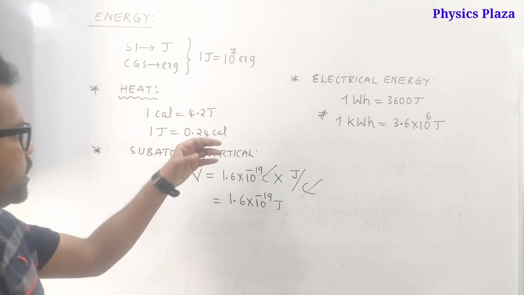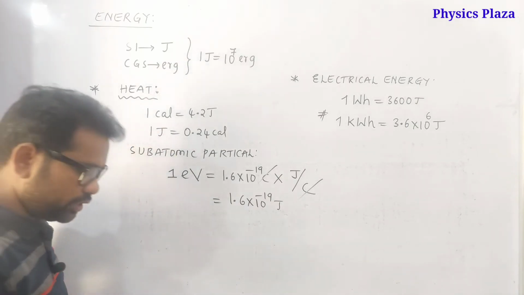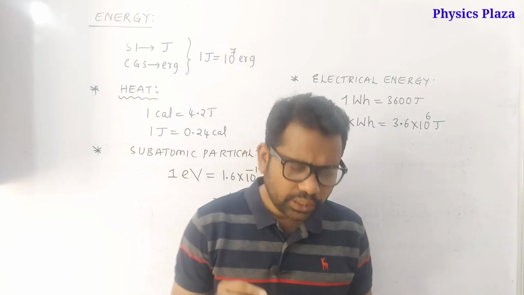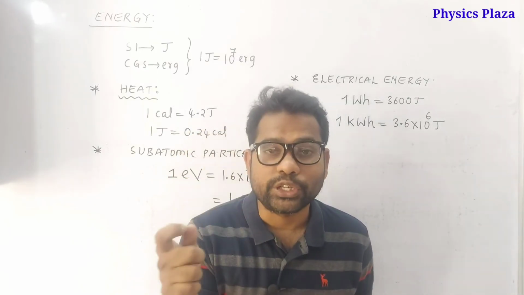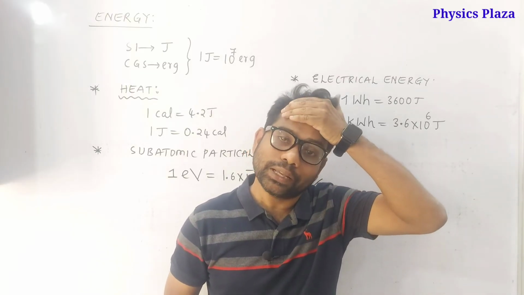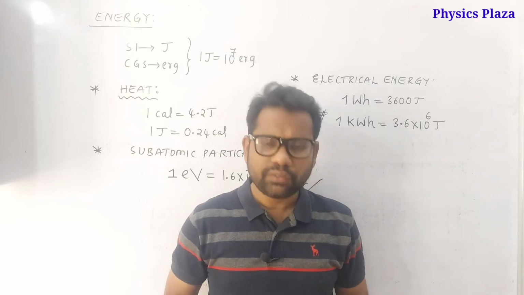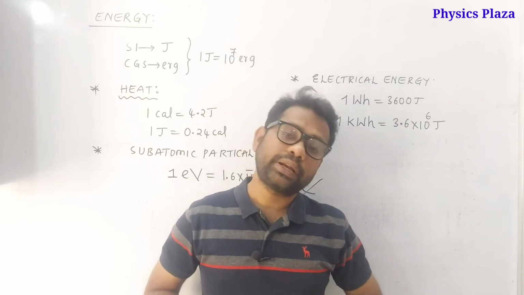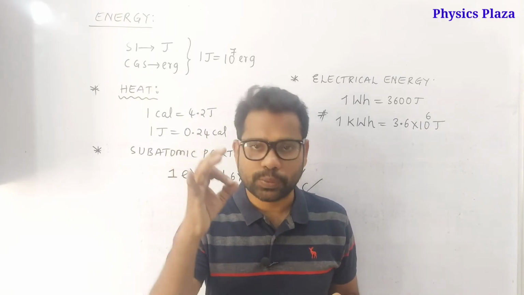Okay children. So these are some special units of heat, energy of subatomic particles and electrical energy. And children, in this unit we have one more point. What is that? Conversion of energies. Of course, we have learned this already in 9th class. So, conversion of energy. Children, we know very well that energy can be transferred from one form to another form. But in the exam, they will ask you specially.